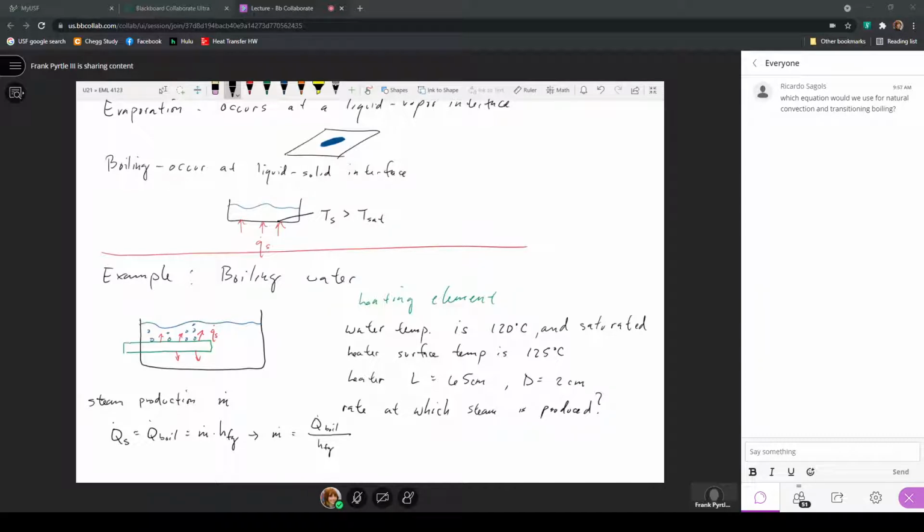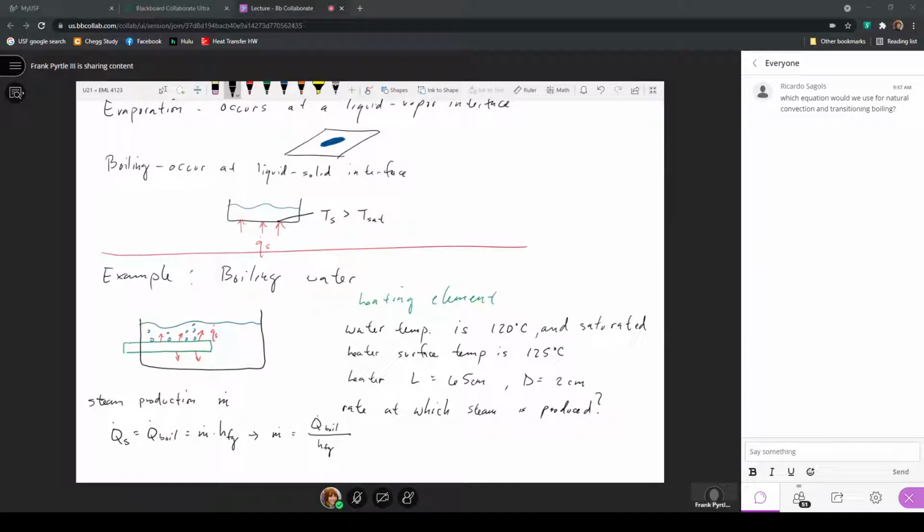Now, this latent heat of vaporization would just be the latent heat associated with the saturation condition for the water being at 120 degrees. And the rate at which heat is entering the fluid, which is that boiling heat transfer rate, is going to be based on in what regime this boiling would be occurring. Would it be natural convection, nucleate pool boiling here, or film boiling?